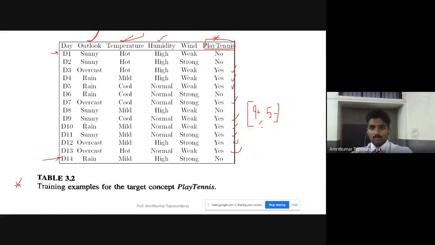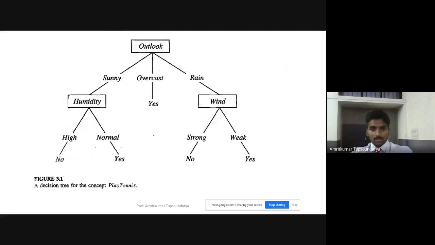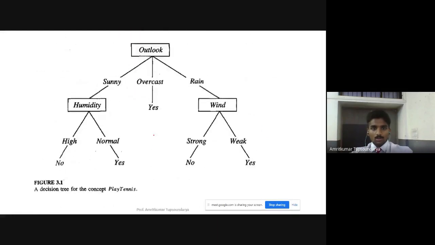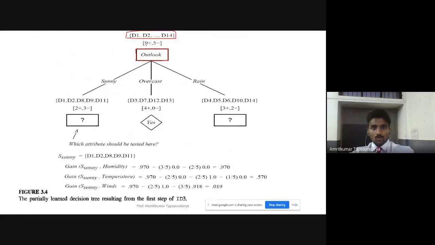So this is our sample space, right? 9 positive and 5 negative examples is what we have. Since we have computed the entropy as well as the information gain, and we have concluded that outlook is our best classifier, outlook will be selected as our root node. This is our root node, which is the most important and first step in the ID3 algorithm.